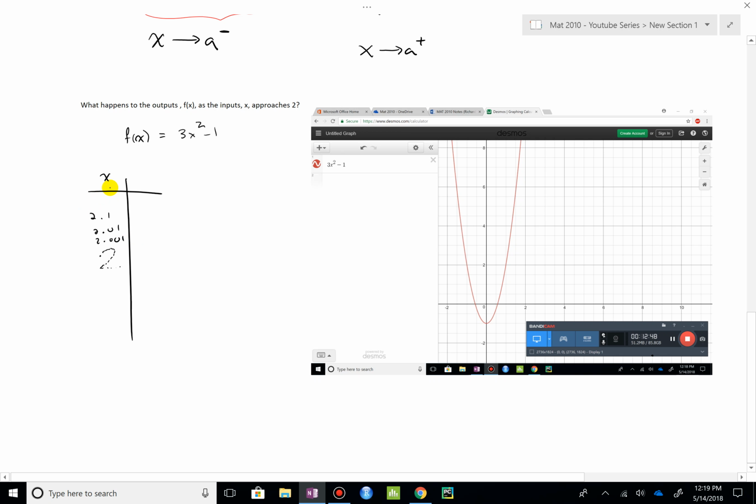I feel like that's too far away. All right, and then I'm going to approach it from the other side too. How about this? 1.9, 1.99, 1.999. Okay, so I've already done the values, which is nice. I plugged them into my function. It gives me 12.23. This gives me 11.12. This gives me 11.01.